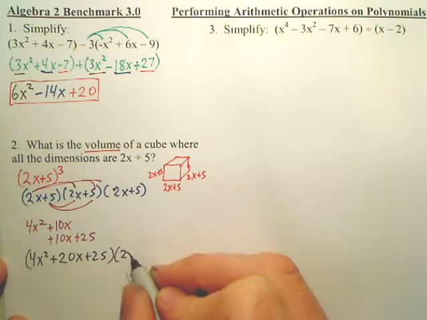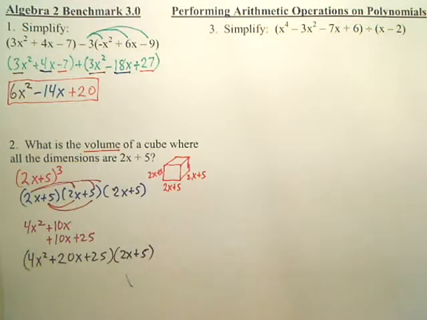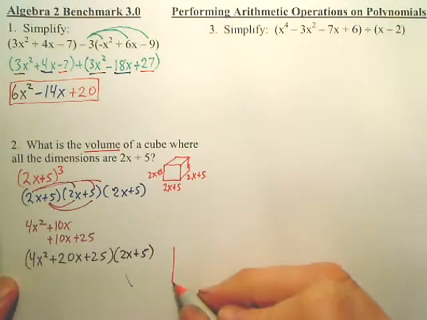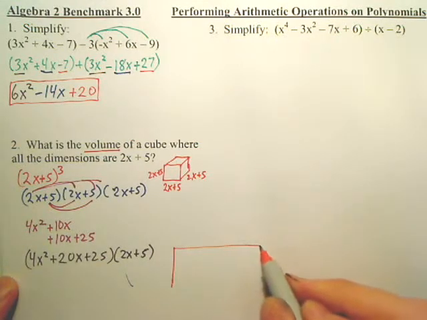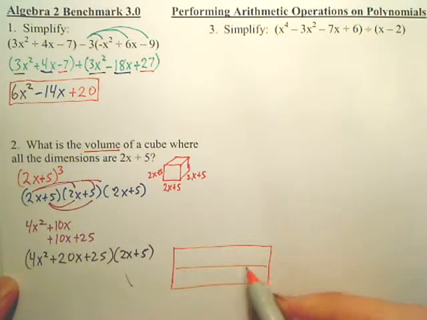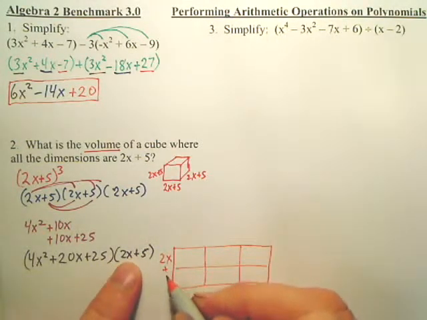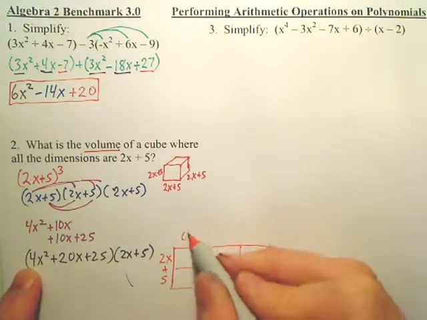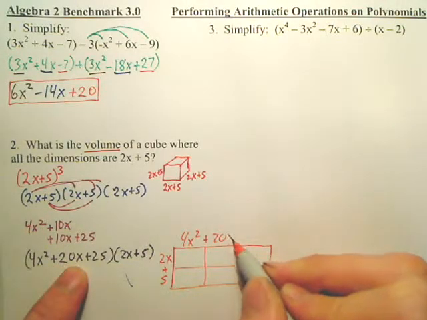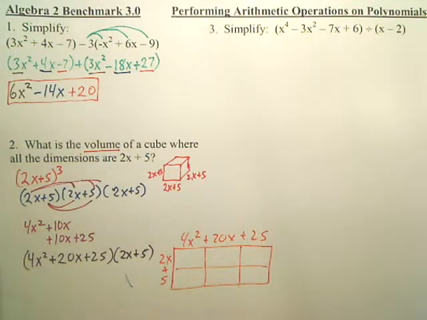And you're going to times that by 2x plus 5. Now, you can do that by another FOIL, or I'm going to use the box right now. It doesn't matter what method you use, honestly. But I'm going to make a little box here and do a box method. And what I mean by the box method is that 2x plus 5 goes right there. And then the 4x squared plus the 20x plus the 25 goes there. And we're going to do a little multiplication to find each box and then combine them all.